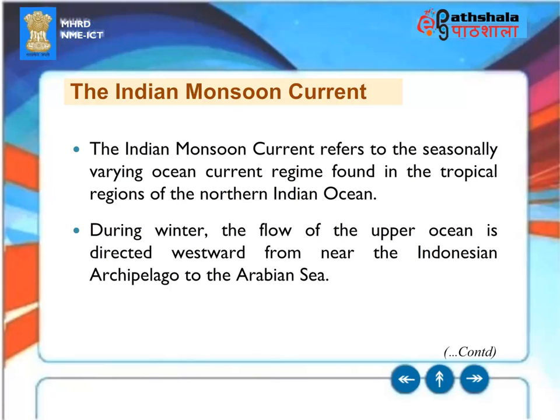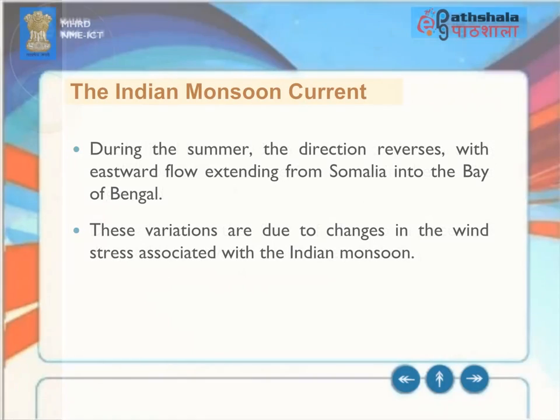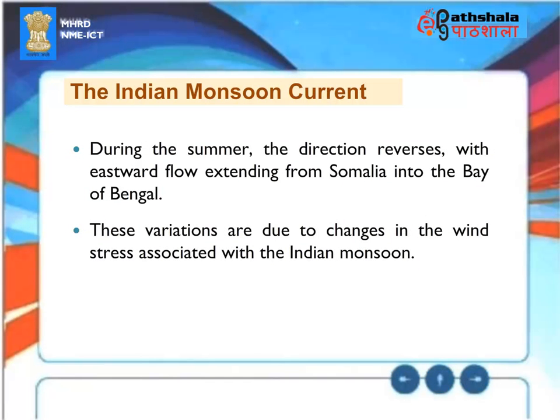The Indian Monsoon Current. The Indian Monsoon Current refers to the seasonally varying ocean current regime found in the tropical regions of the northern Indian Ocean. During winter, the flow of the upper ocean is directed westward from near the Indonesian archipelago to the Arabian Sea. During the summer, the direction reverses, with eastward flow extending from Somalia into the Bay of Bengal. These variations are due to changes in the wind stress associated with the Indian monsoon.